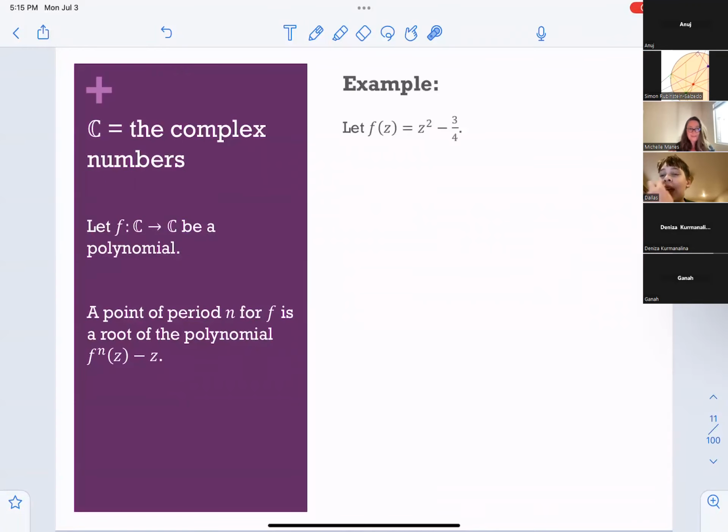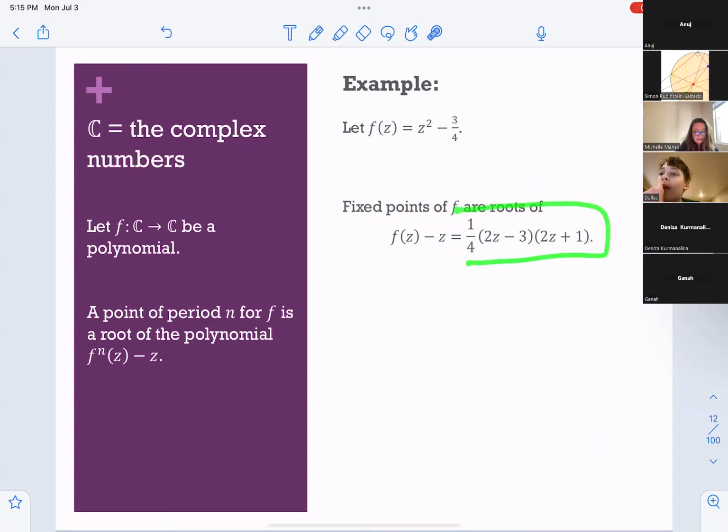All right. So I'm going to give you an example to see how this can happen. So here's a polynomial, pretty straightforward, z squared minus 3/4. The fixed points of that polynomial are roots of f of z minus z. So if I do z squared minus z minus 3/4, and I factor it out, here's what I get. So can somebody tell me what fixed points I have for this polynomial? 3/2 and minus 1/2. Yeah, so this factor gives me z equals 3/2, and this factor gives me z equals minus 1/2.